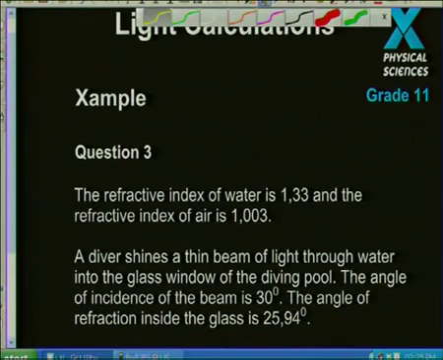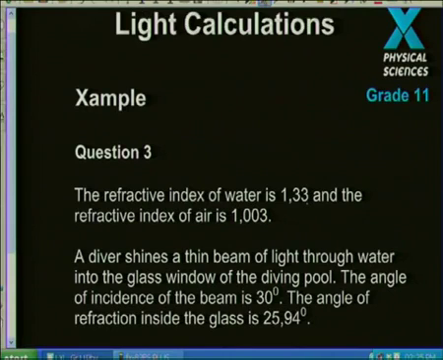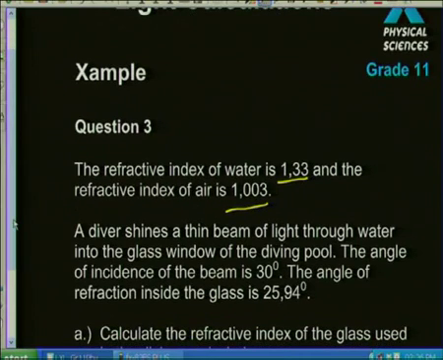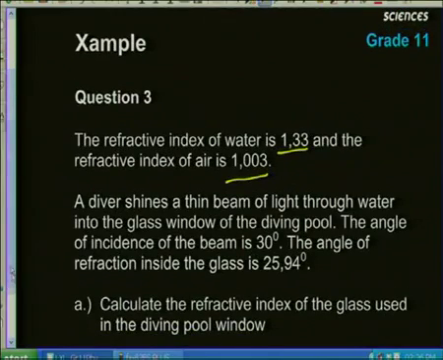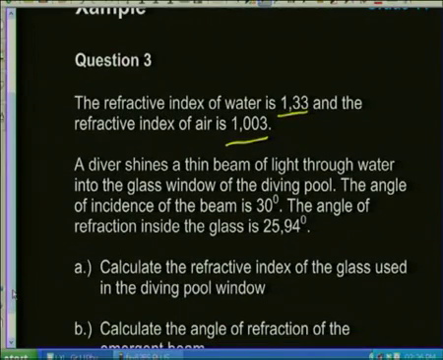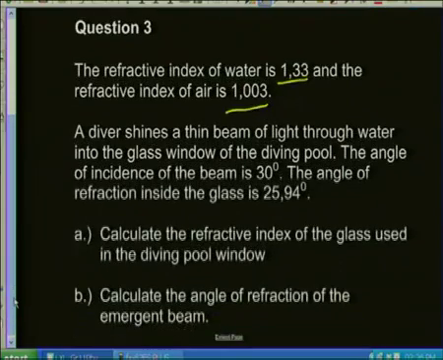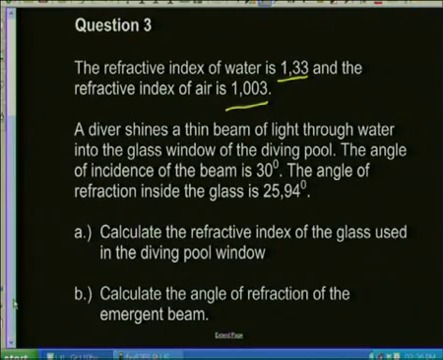So here we go. Question number 3 says, first of all, the refractive index of water is 1,3. The refractive index of air for this calculation, we're going to take as 1,003. Just getting some more accuracy on that to show that the speed of light in air isn't exactly the same as the speed of light in a vacuum.